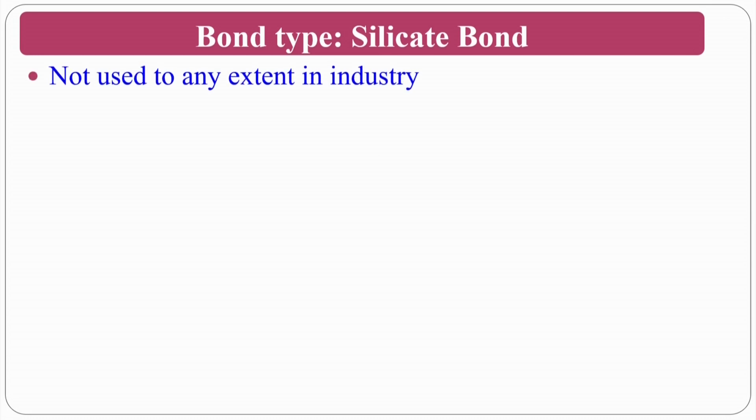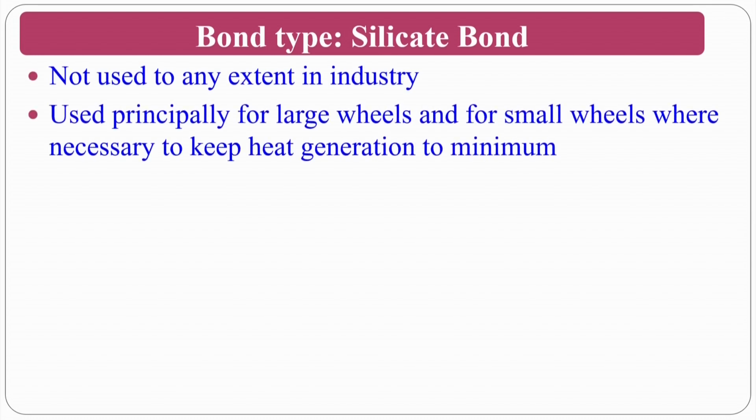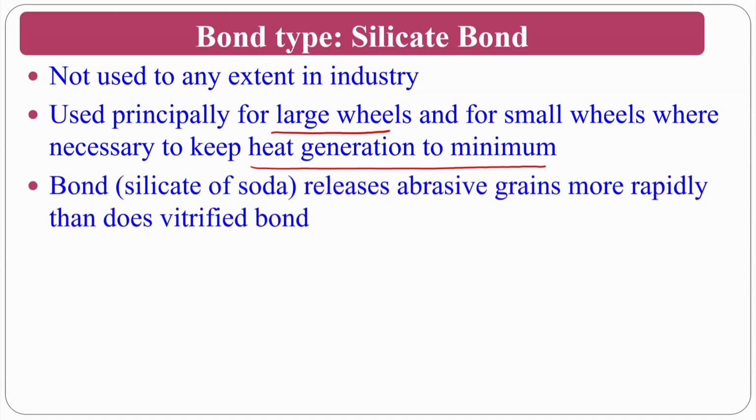And silicate bonds are not used to any great extent in industry. They are used principally for large wheels, and for small wheels it is necessary to keep heat generation to the minimum. Normally these are very big in size, otherwise a heat generation problem will come into picture. Silicate of soda will be used, and it releases abrasive grains more rapidly. That means the abrasive grains are released very fast, that is, it holds the abrasive particles loosely. Okay, the grade is a softer grade.